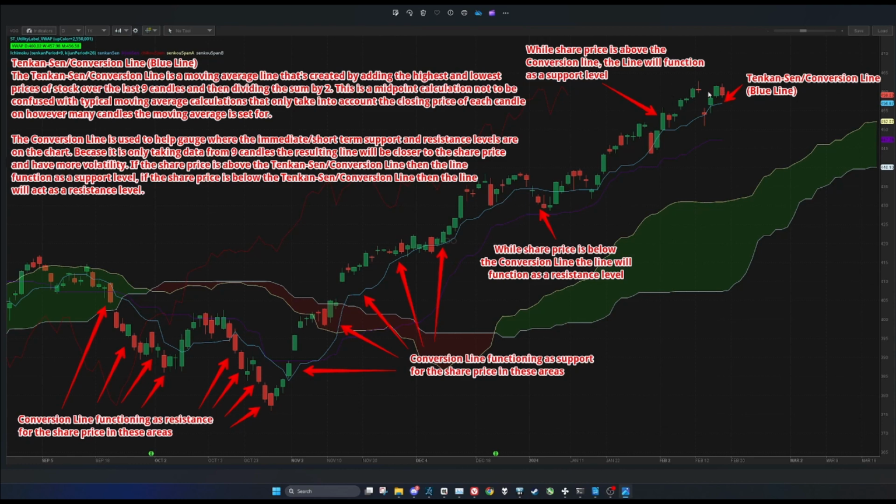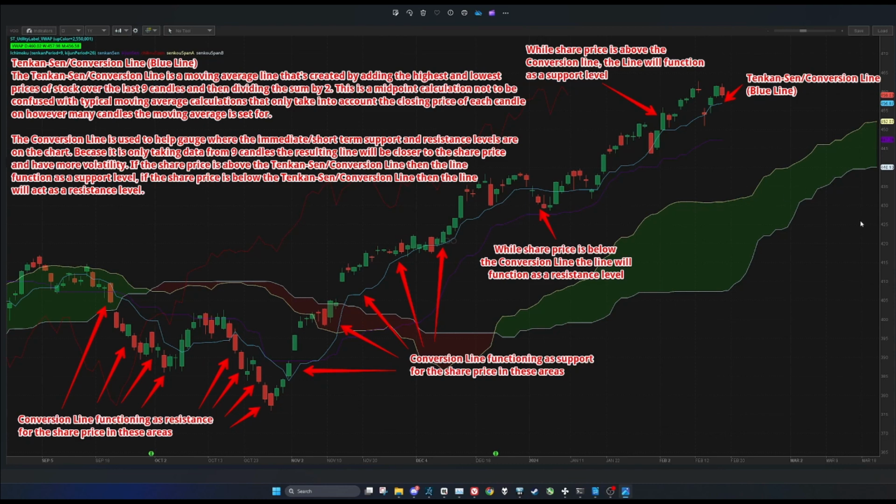So in short, if your share price is above this blue conversion line, then this conversion line will act as support. But if your share price is below it, like over here, for example, during this time frame when your share price is below the blue line, the Tenkan-sen conversion line is going to be acting as short-term resistance. Same case over here. Share price above the blue conversion line means this blue conversion line is acting as support. And when it's below it, like back here, that means this Tenkan-sen conversion line is acting as resistance for this time frame.